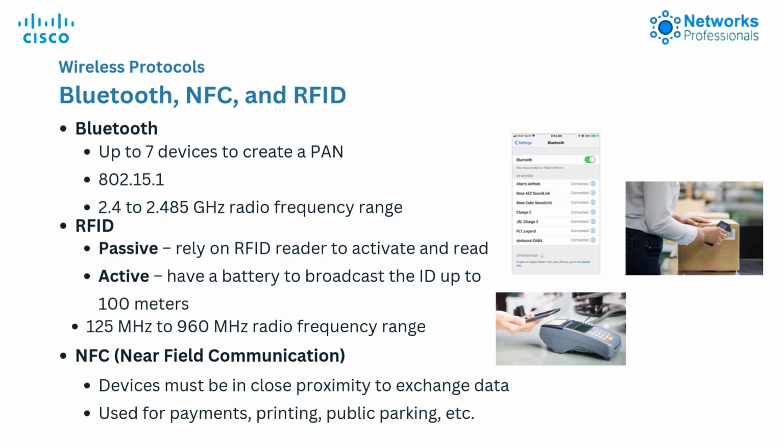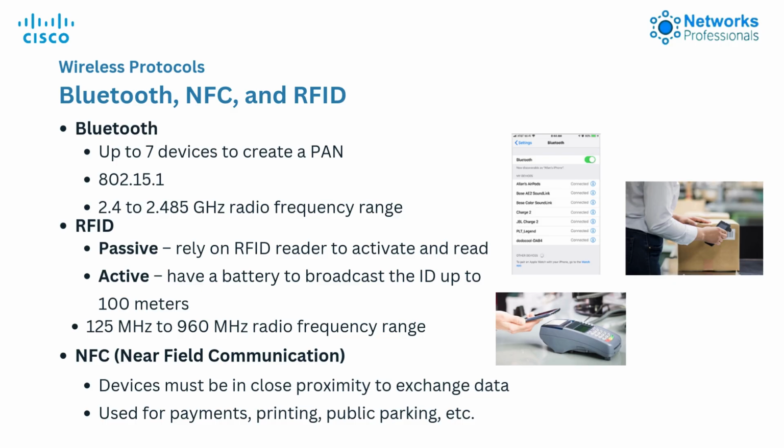Bluetooth. Purpose: used for short-range communication between devices like phones, headsets, speakers, and laptops. Standard: based on IEEE 802.15.1. Range: typically up to 10 meters. PAN, Personal Area Network, can connect up to 7 devices at once. Frequency range: operates between 2.4 GHz and 2.485 GHz. Use cases: file sharing, wireless keyboards, mice, headphones, smartwatches, etc.